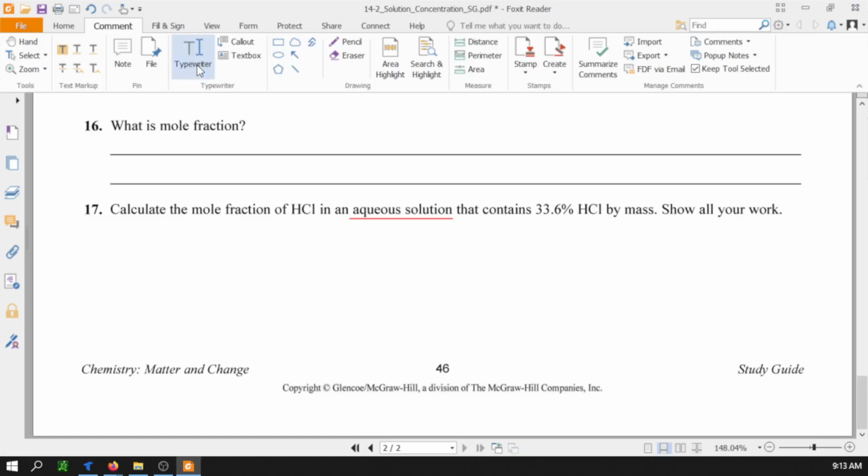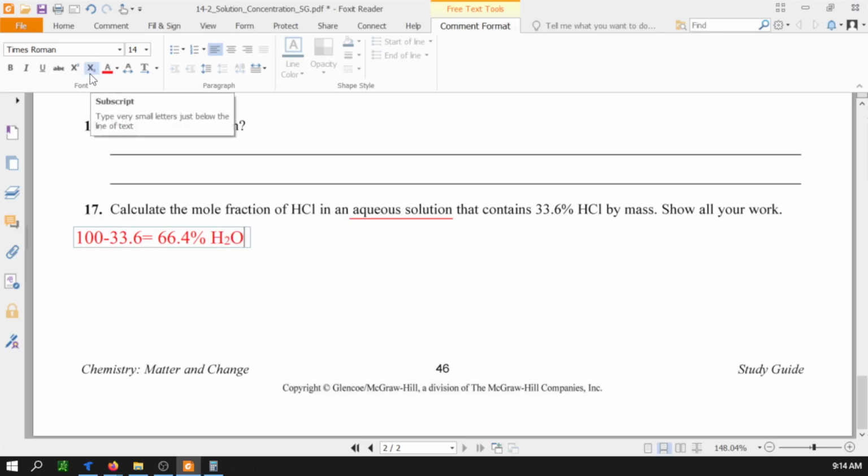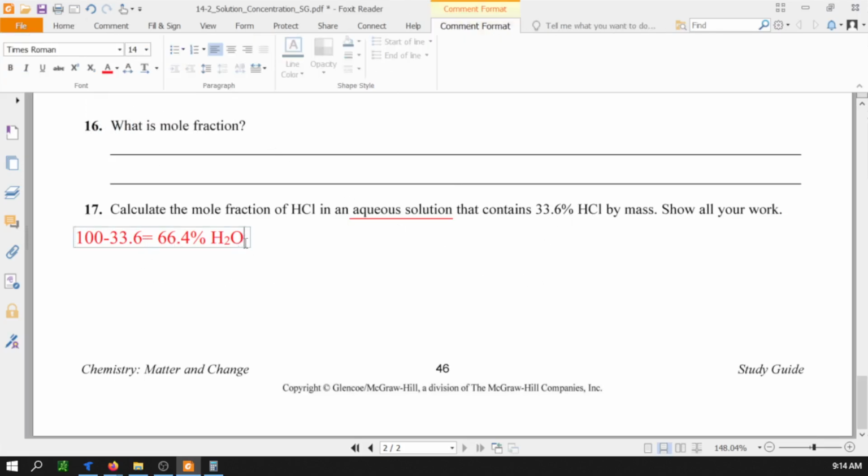So if we take 100 minus 33.6, we're going to get 66.4% water, H2O. So we have 33.6% hydrochloric acid by mass, 66.4% water.